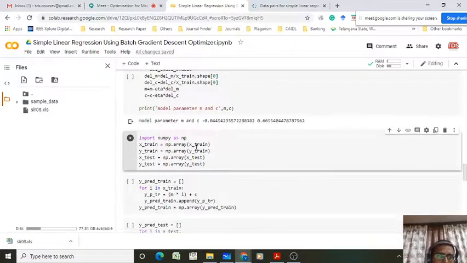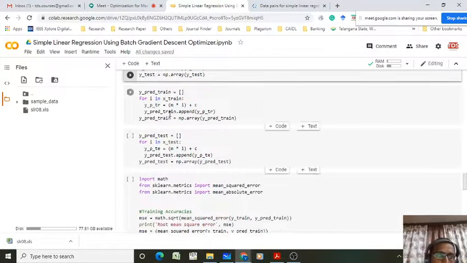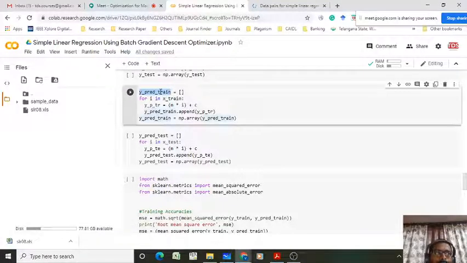Here x train, y train, x test, y test are in the data frame environment. You have to convert them into array or matrix format by using np.array. Later, I want to predict the output using the trained simple linear regression model on the training data set itself. So I take each value from x train and pass it to mx plus c, which gives yptr, the predicted value for the training data. I append that value to this matrix. That means this matrix contains the predicted values from the simple linear regression model for each sample in the training data set.